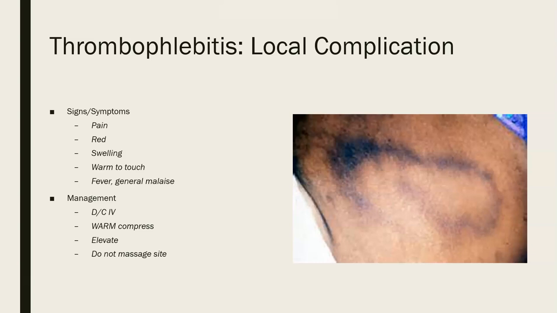Okay, so our next complication is another local complication. This is thrombophlebitis. This is similar to phlebitis, but it's caused from a blood clot in the vein. So the blood clot in the vein has formed, and it's causing inflammation. Again, this is caused by tissue trauma from the needle or the catheter. So we know anytime someone has trauma, they can be more likely to clot, the body's reaction to that trauma. So this is something that could happen. Signs and symptoms of this are going to be pain, redness, swelling, warm to touch, and they can develop fever or general malaise as well.